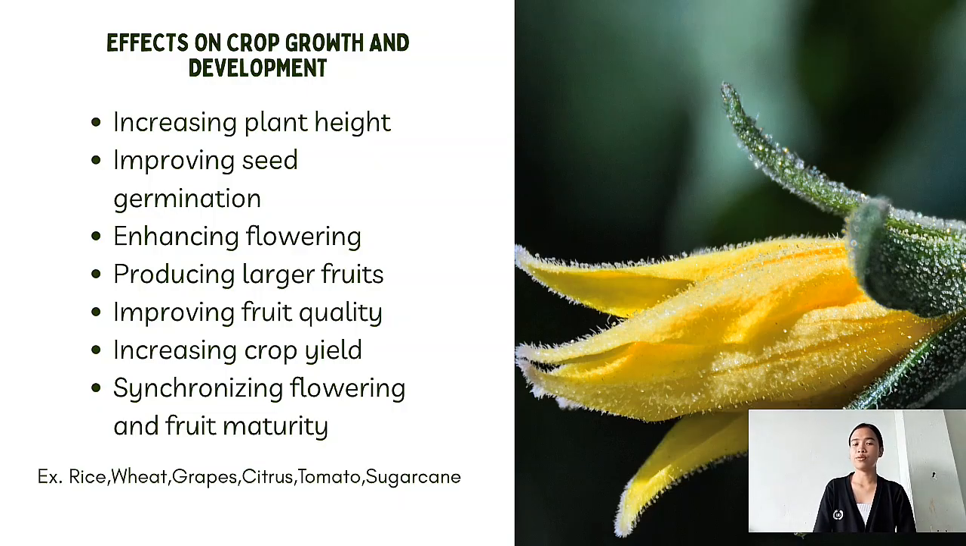Plant growth regulators also help in synchronizing flowering and fruit maturity, which means crops can be harvested at the same time, making farm management easier and more efficient.